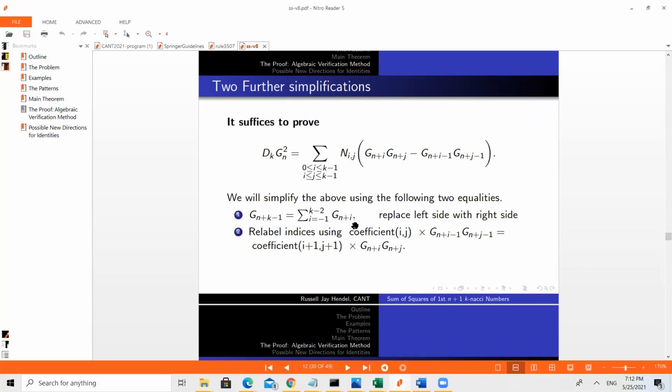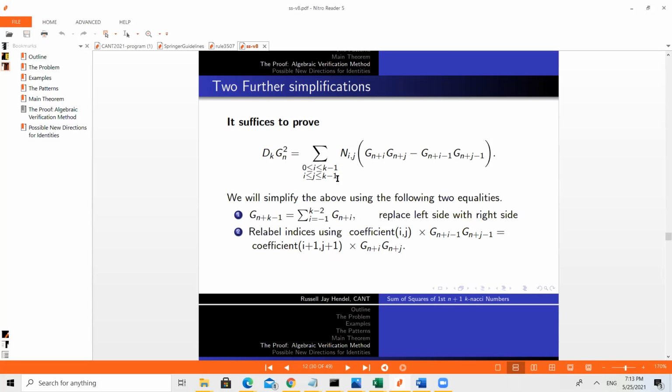Now, this looks deceptively simple, but this is the whole point of the algebraic verification method. There's only one algebraic relation among these j and i. So I might as well use it and get rid of it, and that means I'm proving a pure statement about polynomials. The other thing is I'd like everything in terms of g_{n+i} g_{n+j}. So what do I do with this i minus 1, j minus 1? Well, I'll just raise the coefficient, where I have i minus 1 and j minus 1. It'll be coefficient i plus 1, j plus 1 times g_{n+i} g_{n+j}.